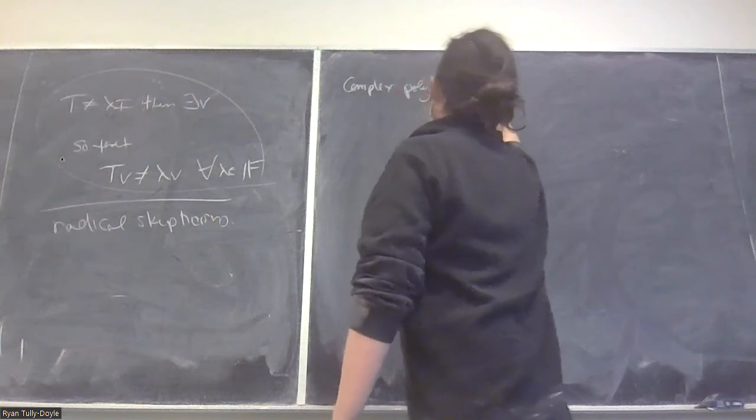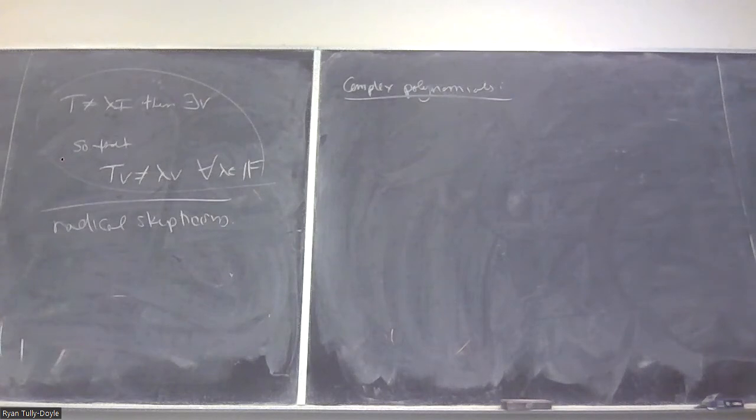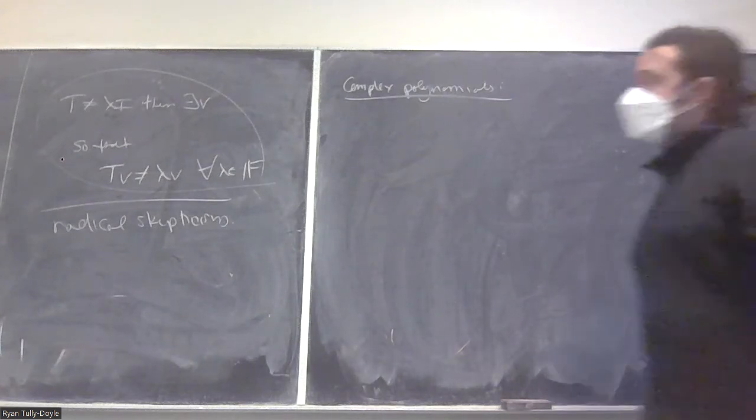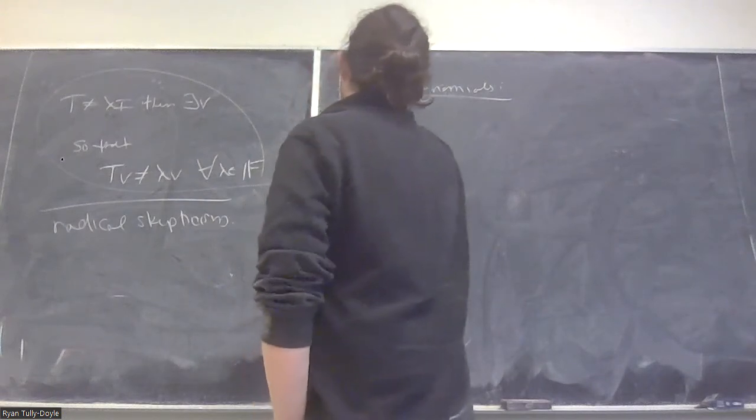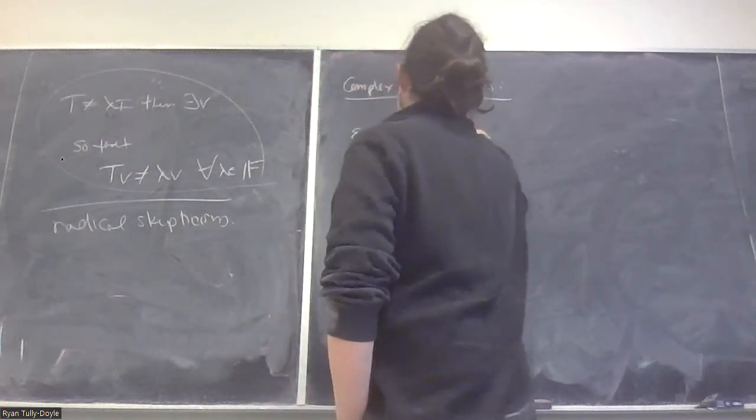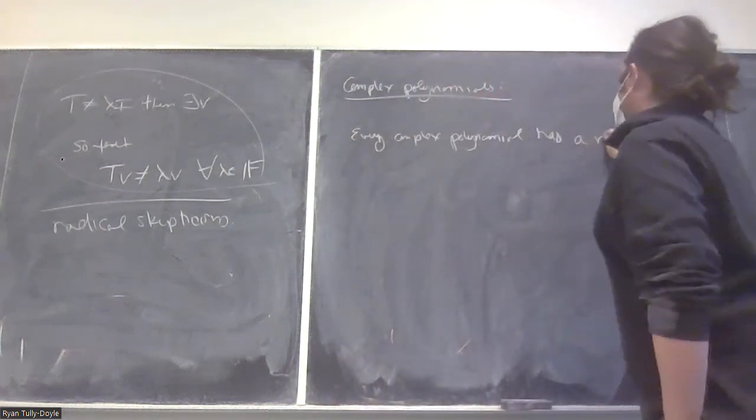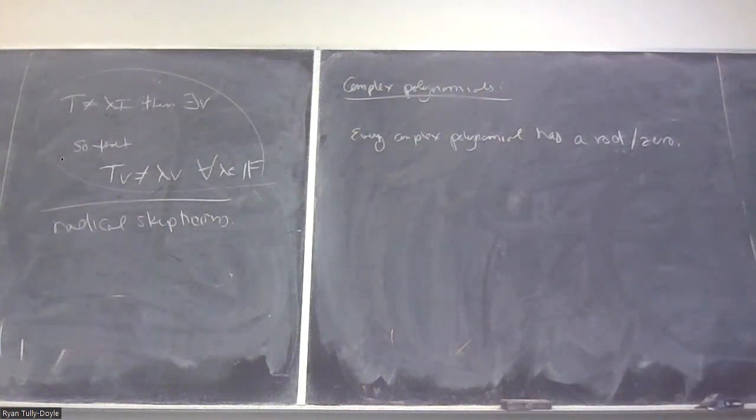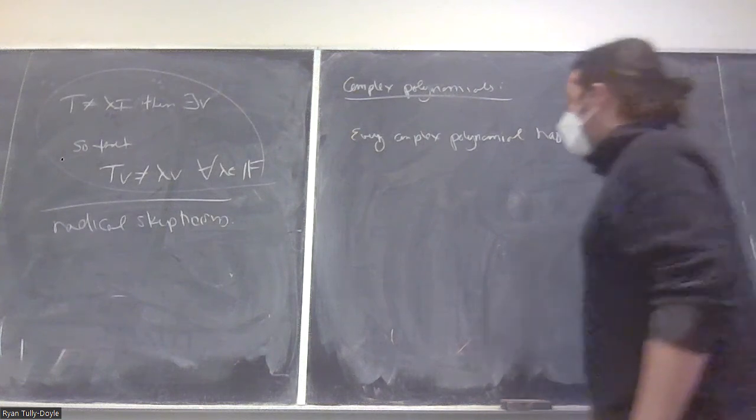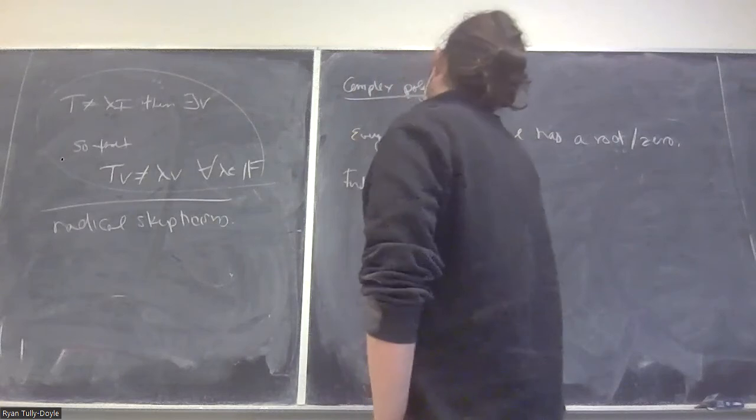The most important thing about complex polynomials, and in fact, we are going to use it when we show that eigenvalues exist, or eigenvectors exist, is every complex polynomial has a root. Whatever you want to say there. That's it. This is called the fundamental theorem of algebra.